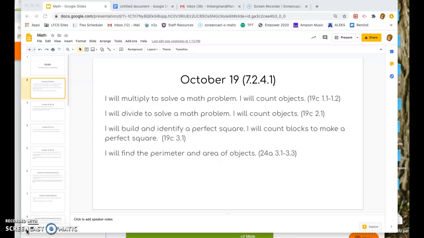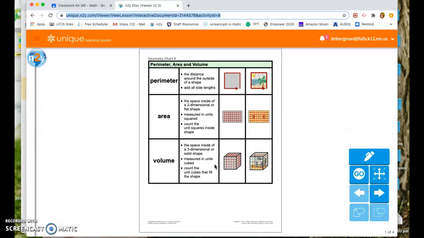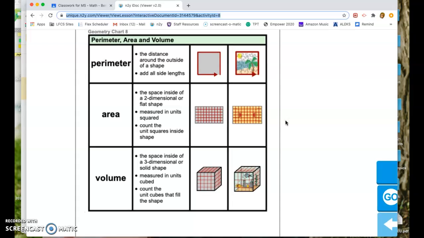All right, let's take a look. Okay, our lesson today is going to be talking about perimeter, area, and volume. So we're going to get started first with perimeter. Remember, perimeter is the distance on the outside of a shape. So when you find the perimeter, you add all of these up. You add up all the pieces or all the numbers around the outside.